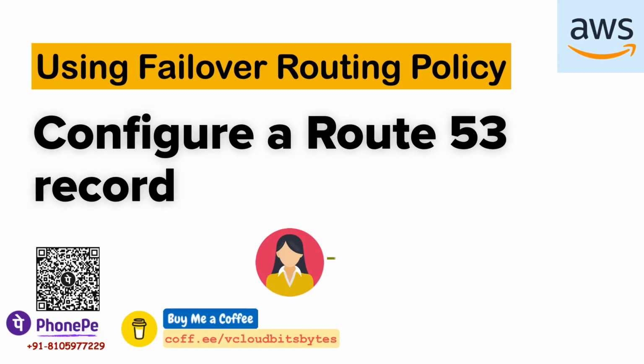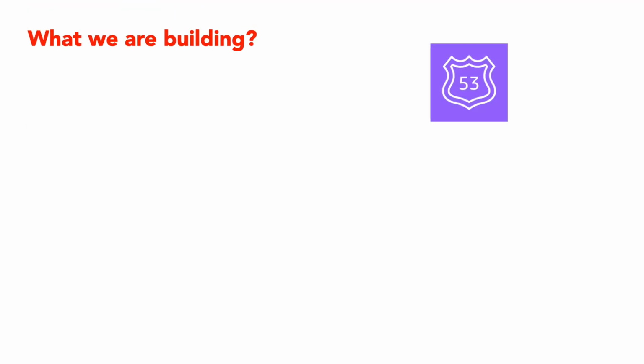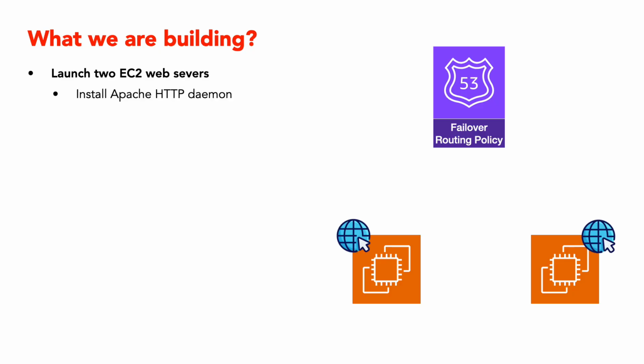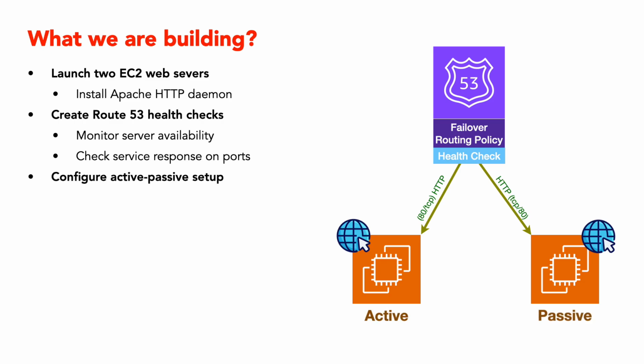Hey everyone, welcome back. In this video, we are going to set up a Route 53 failover routing policy in AWS. So here's what we'll be doing in this demo. First, we'll launch two EC2 instances and configure both of them as web servers by installing Apache HTTP daemon. After that, we'll create a Route 53 health check. This allows Route 53 to continuously monitor our primary web server and verify that it's responding properly. The idea here is to build a simple active-passive setup.